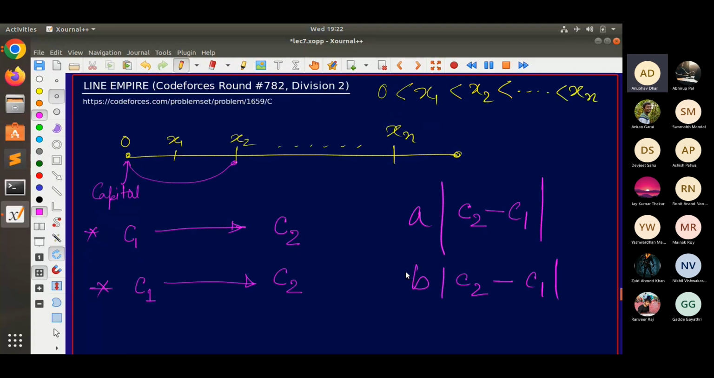Now the problem is you need to conquer all these values. So you need to conquer x1, you need to conquer x2 up to xn, and you need to pay the minimum amount of cost for this.